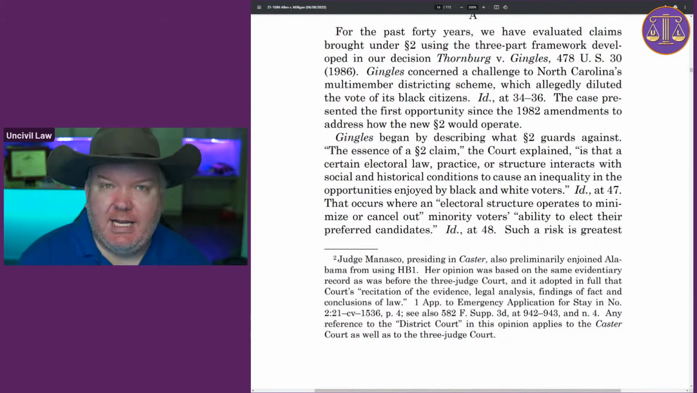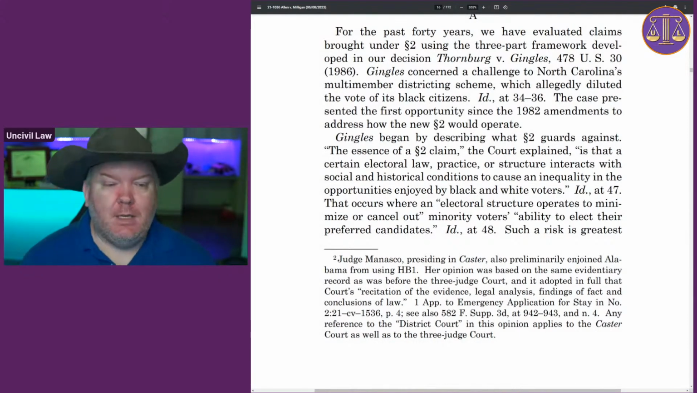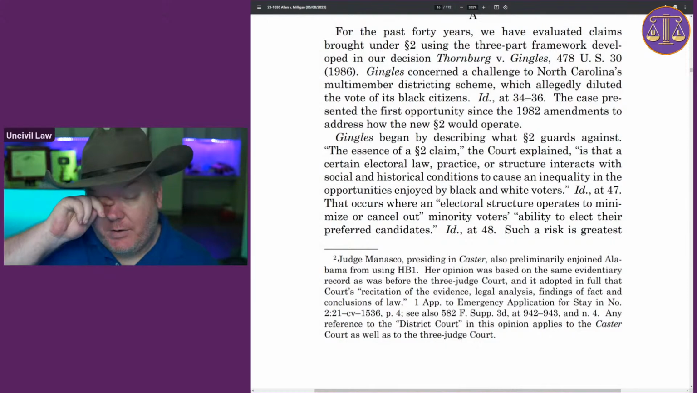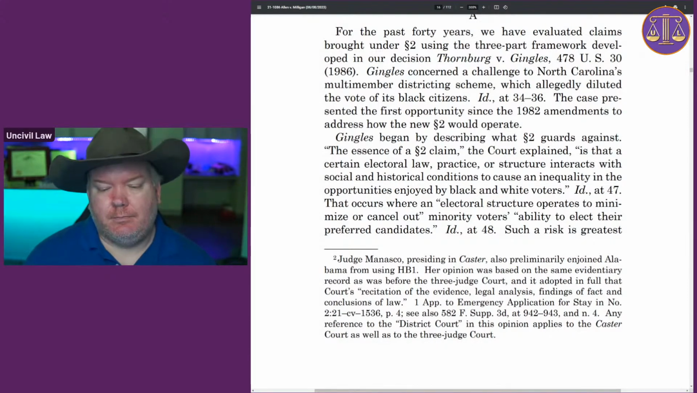So we've never decided a case under the revised language of Section 2. So let's do that now. The prior case began a description, or I apologize, the Thornburg case was the first case to decide. Not the case we're just doing now, I misspoke.